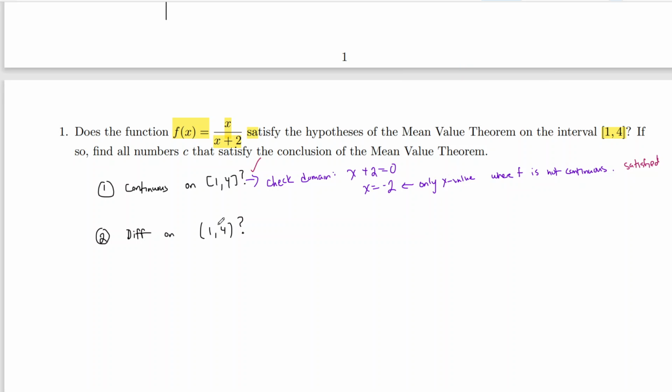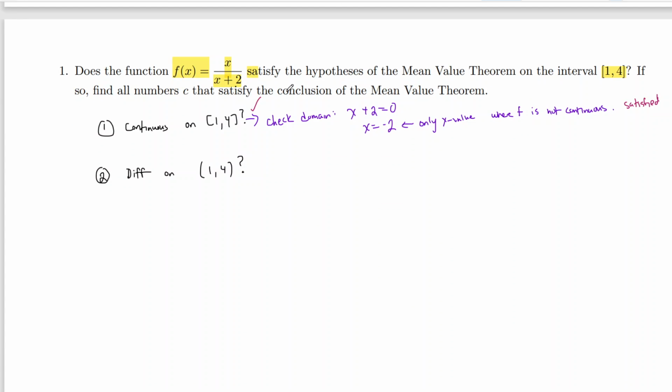Now to check differentiability, you have to do the derivative. You can't just say, oh, well, it's continuous, therefore it's going to be differentiable. You have to do the derivative. And then once you do the derivative, then you check continuity. Do we have anything that can't happen?